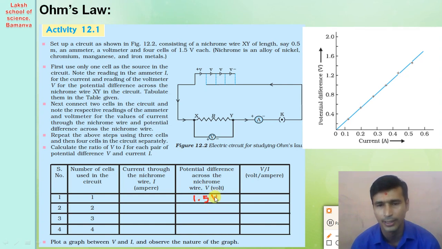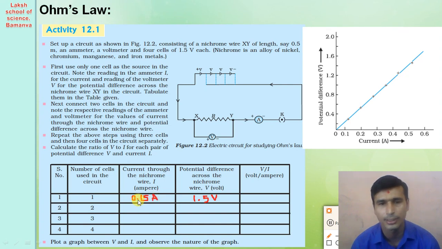When we connected only one cell, the potential difference across the nichrome wire is 1.5 volt. So write the reading of the voltmeter here, 1.5 volt, and say the current passing through the nichrome wire is 0.15 ampere, right? So we write the second reading of 0.15 ampere. यहाँ पे क्या लिख देंगे हम, 0.15 ampere.